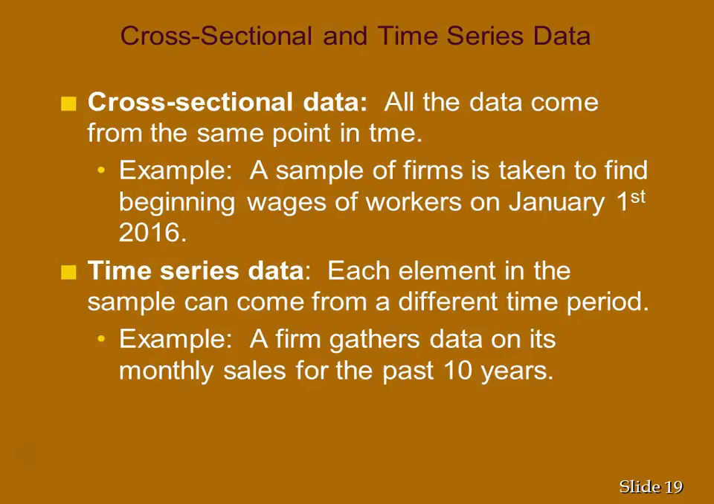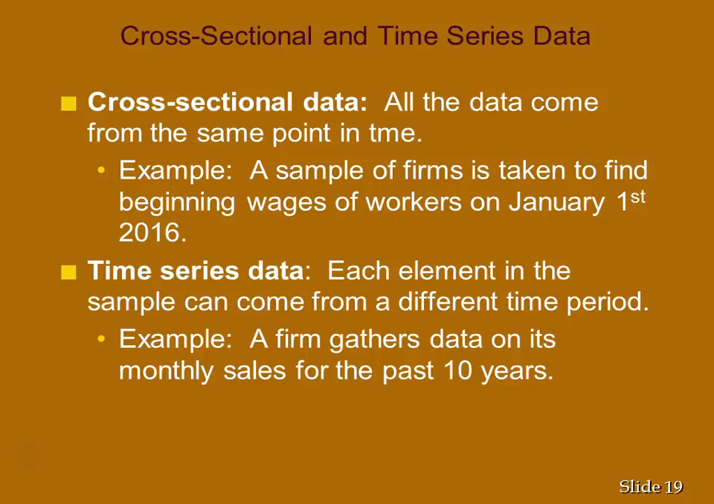The other way of defining or classifying data is to classify it as either cross-sectional or time series. With cross-sectional data, all the data comes from roughly the same point in time. If a company took a sample of firms to find the beginning wages of workers on January 1st of this year, each outcome in the sample was taken at the same moment in time, and so that's cross-sectional data. With time series data, every element in the sample comes from a different time period.